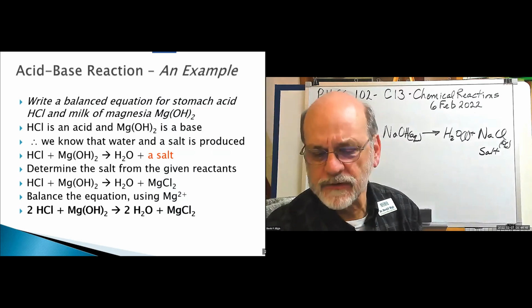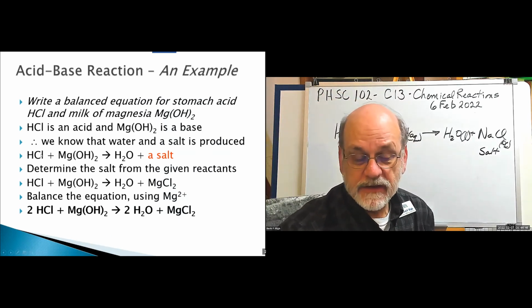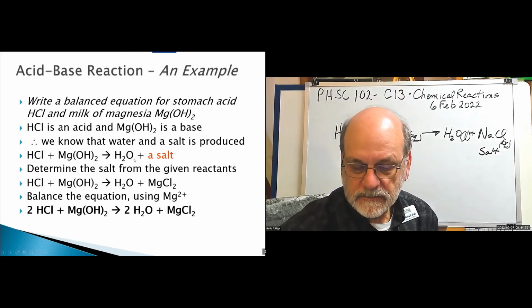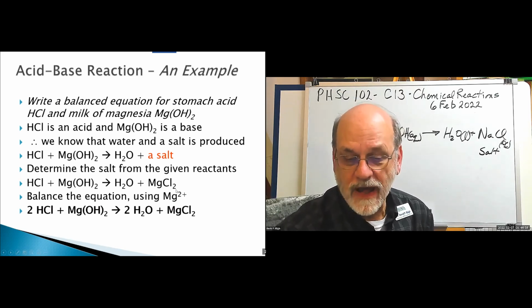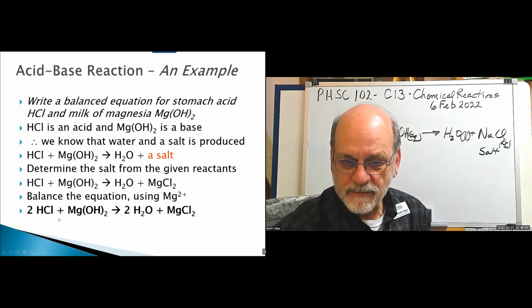These are different examples of acid-base reactions. In this case, we've got hydrochloric acid and magnesium hydroxide. It produces water. What's the salt? Well, magnesium and chlorine. Magnesium chloride is the salt. And this is the balanced equation.